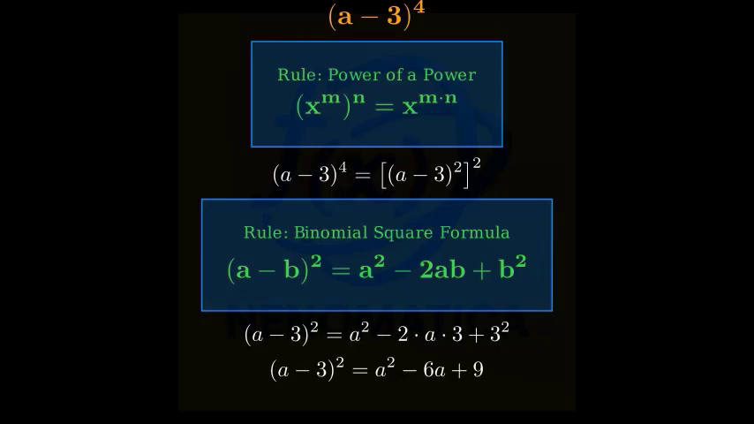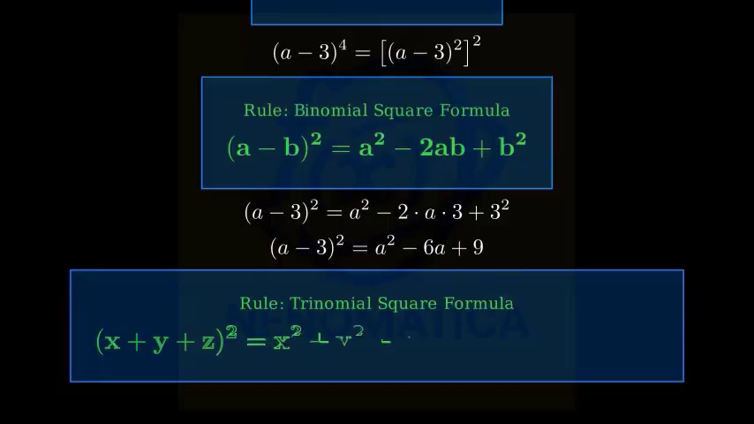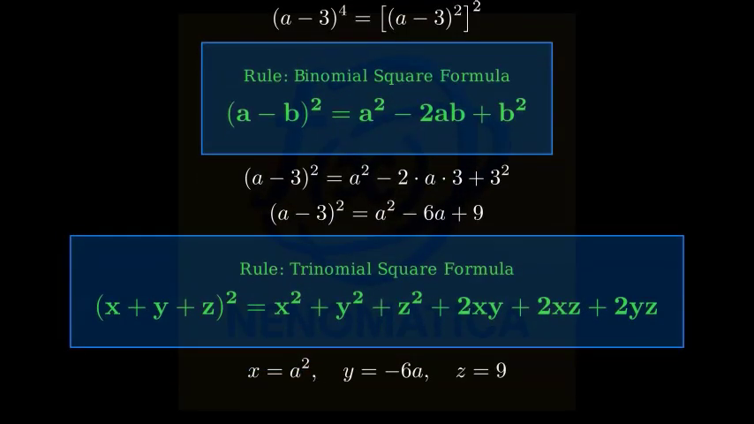Now for step 3, we need to square the result we just found. Since we have a trinomial, we'll use the formula for squaring a sum of 3 terms, which states that the square of (x + y + z) equals x squared plus y squared plus z squared plus 2xy plus 2xz plus 2yz. For our expression, we'll substitute x with a squared, y with negative 6a, and z with 9. Let's compute the square of this trinomial using our formula.